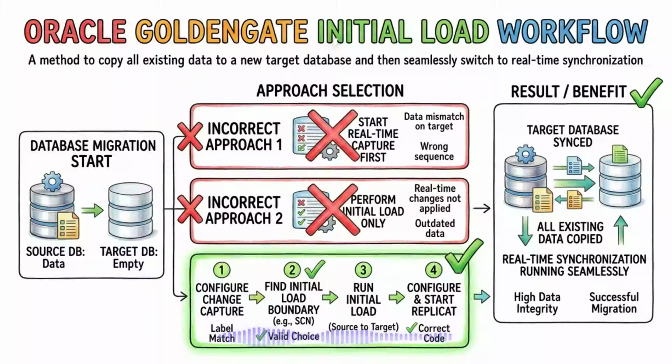Welcome to the third section of our Oracle GoldenGate 23ai masterclass, where we bring your replication environment to life by configuring the initial load, extract, and Replicat processes. In this lesson, you will learn how to safely copy all your existing database records to a new system and then seamlessly switch to real-time synchronization.